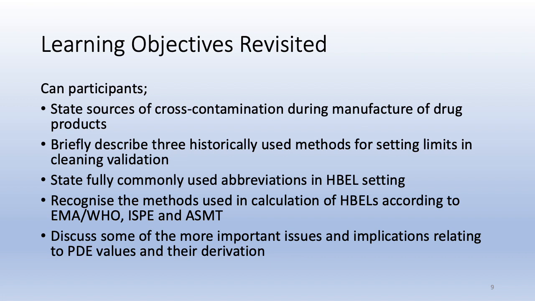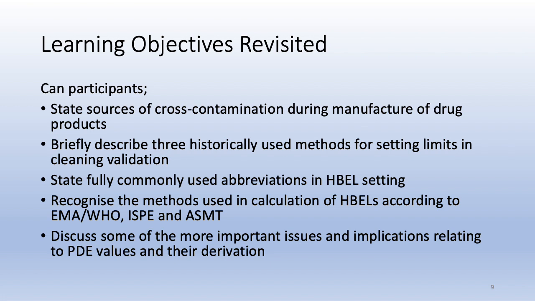I just want us to go through those objectives and see if we've managed to meet some of them. So by now, I hope everybody has had a revision, and you can actually be able to state the sources of cross-contamination during the manufacture of drug products. We saw that in the first part of this talk. We also talked about the 3 historically based methods, the 10 parts per million, the 1 over 1,000th of therapeutic dose, as well as the LD50 divided by some adjustment factor, and what the limitations of these methods were.